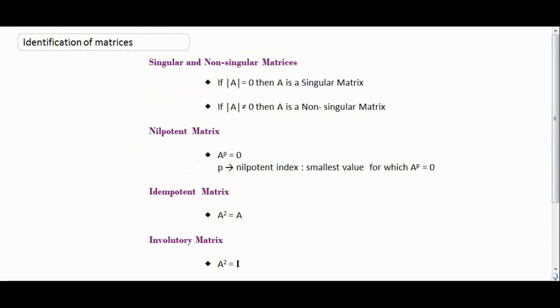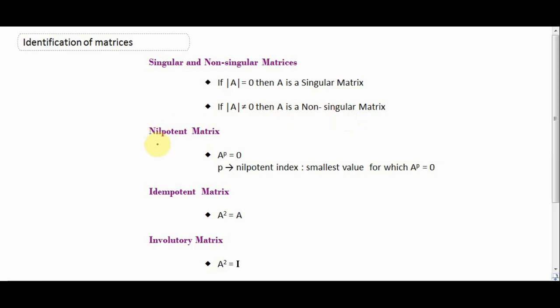Now let's discuss about few types of matrices. The first one is singular and non-singular matrices. If determinant of A is 0, then A is a singular matrix. So matrices with determinant value equal to 0 are called singular matrices. Now if determinant of A is not equal to 0, then A is a non-singular matrix.